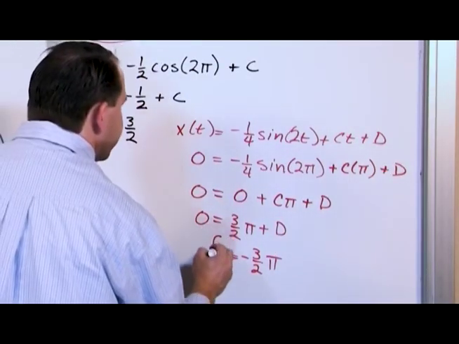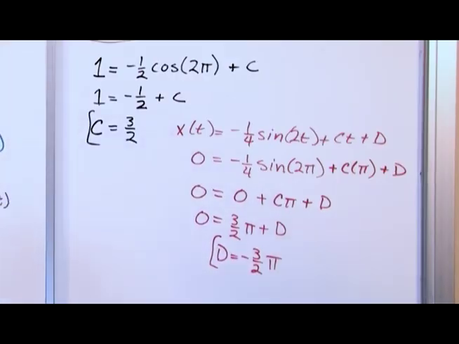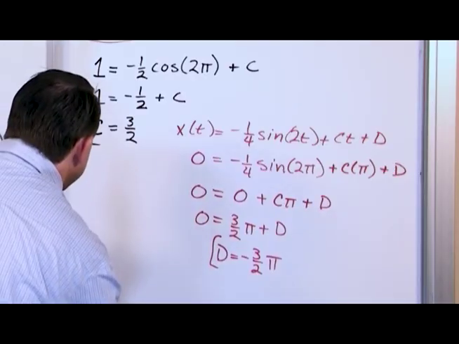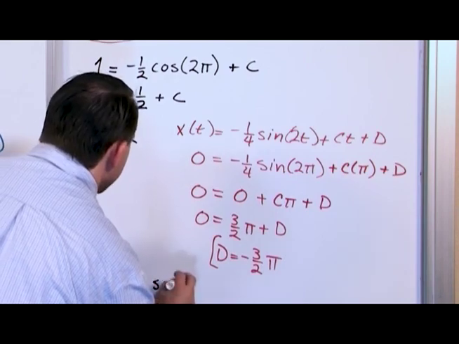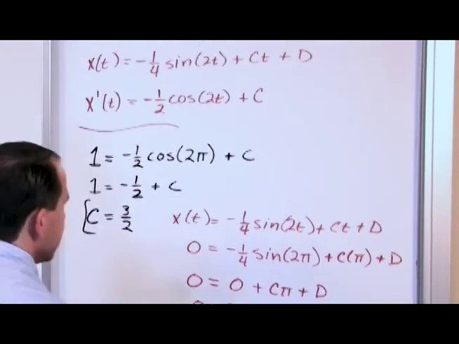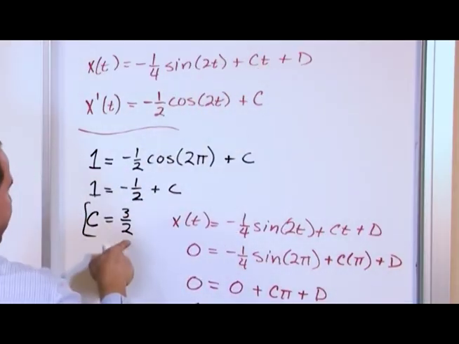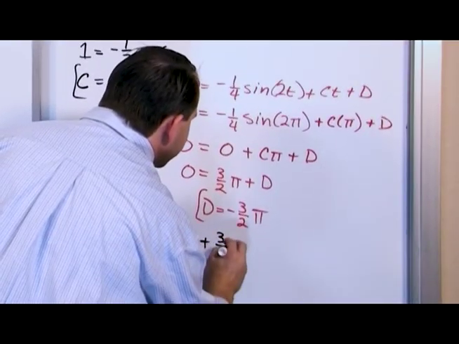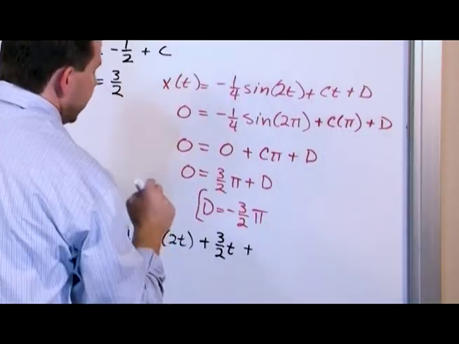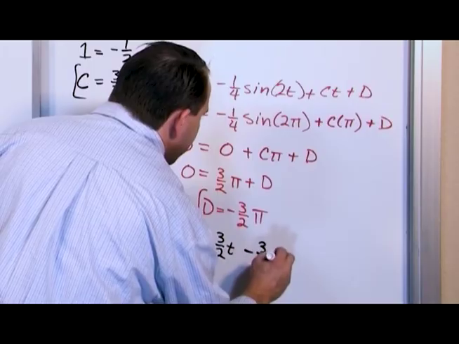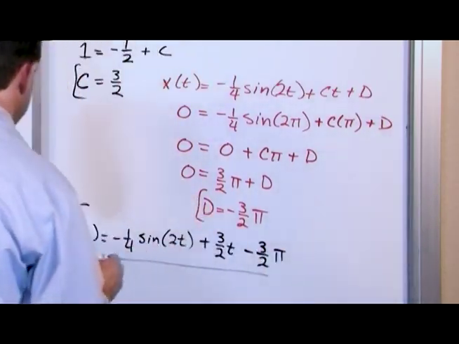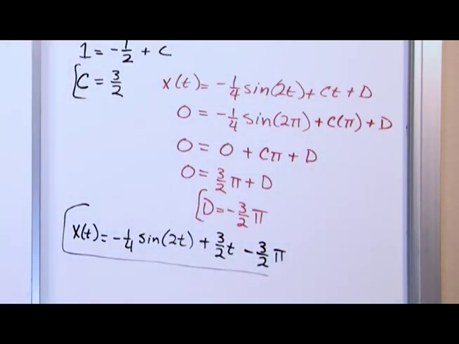So we found both constants. We have c is equal to 3/2, d is equal to -3/2 pi, and we have everything we need to write our total solution down. So x of t is equal to -1/4 times the sine of 2t plus c times t, but c is 3/2, so 3/2 t plus d at the end. D is equal to -3/2 pi, so I'll write -3/2 pi. So this is the total solution, is going to be -1/4 sine 2t plus 3/2 t minus 3/2 pi.